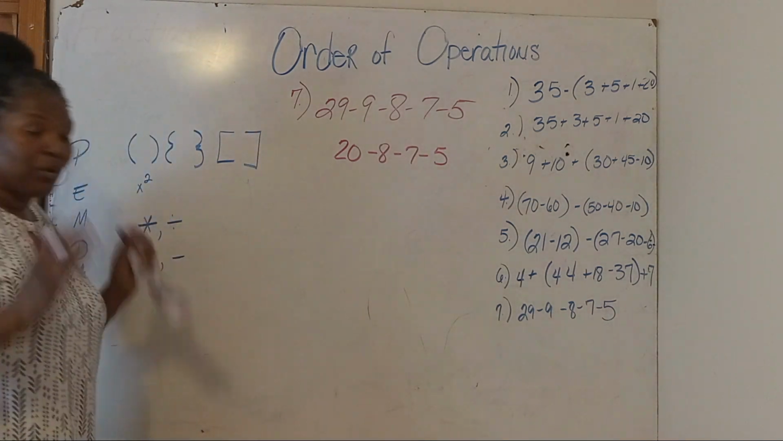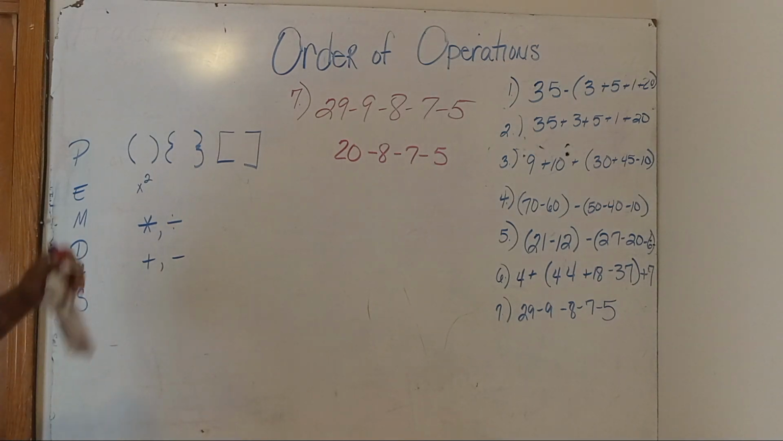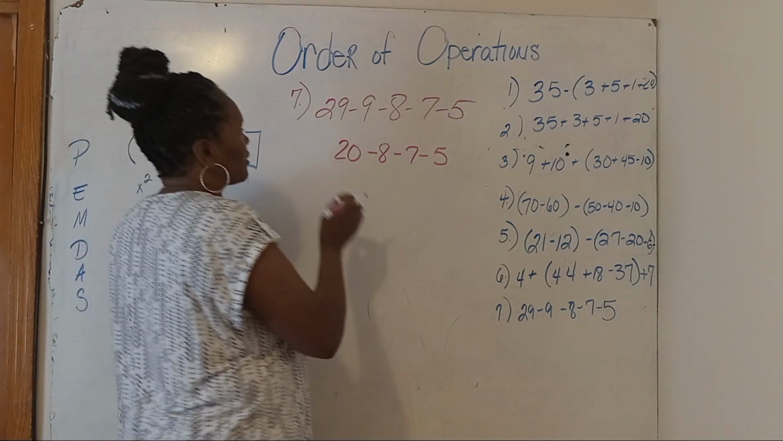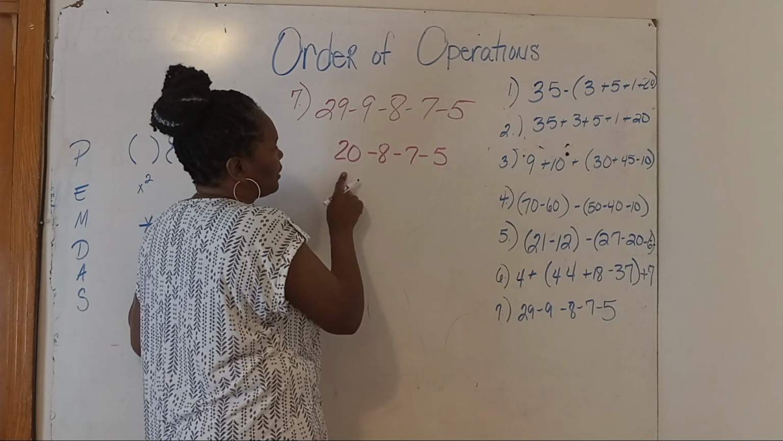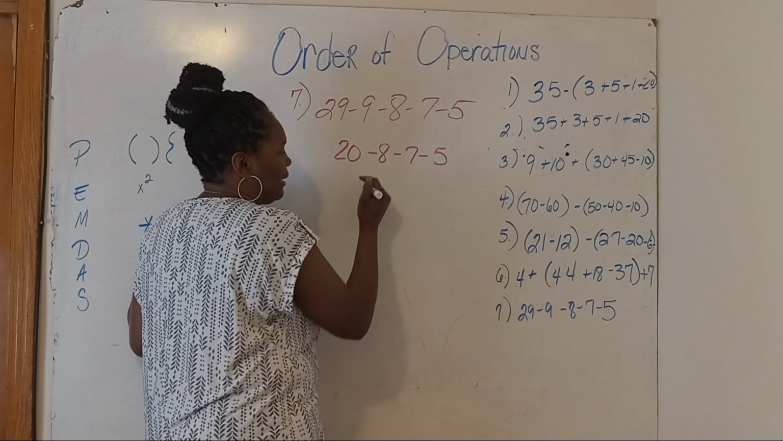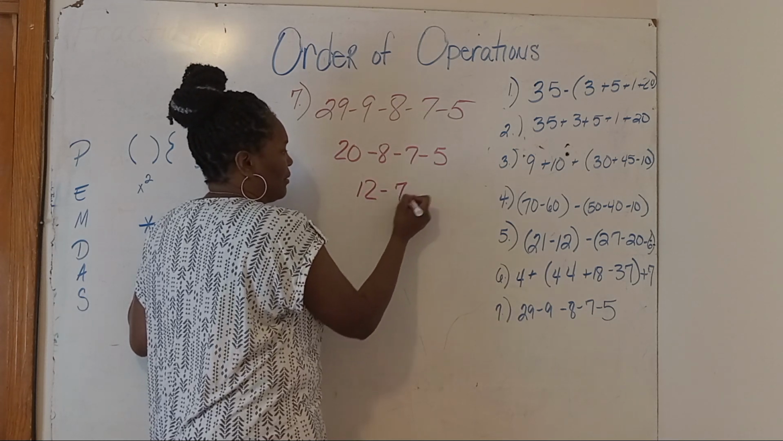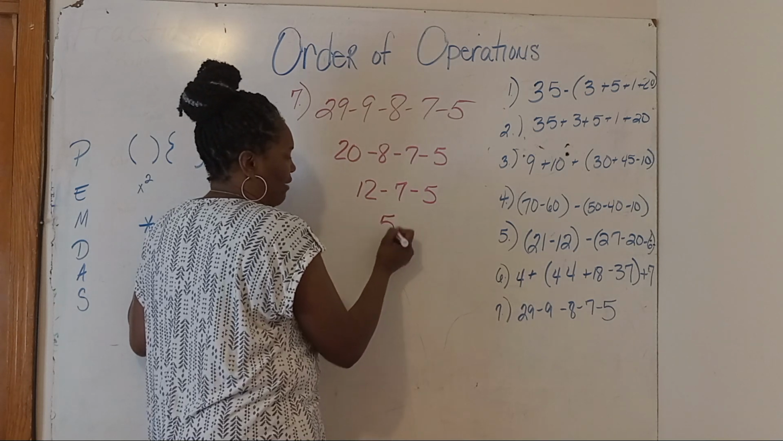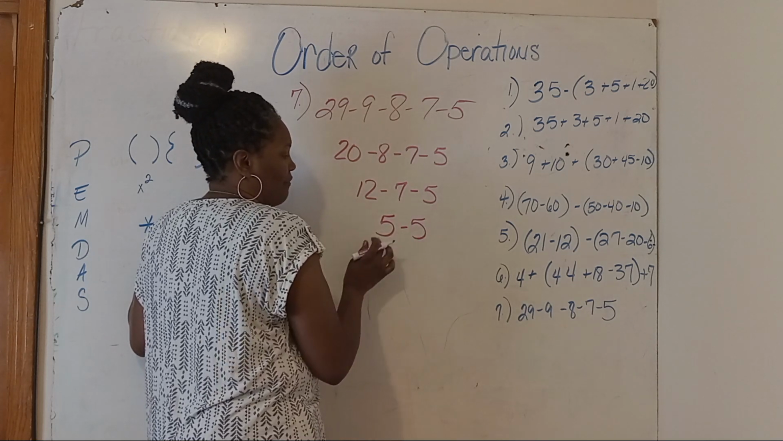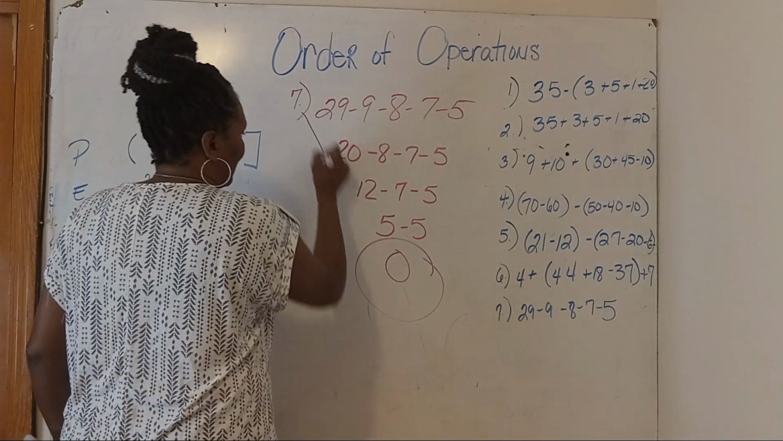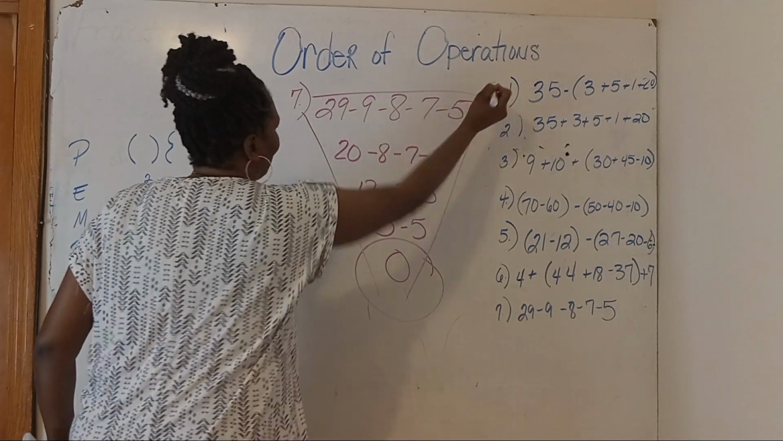Remember, I don't care what kind of order of operations problem you get, just take it one part of the problem at a time. Do not get in a rush, okay? So, 29 minus 9 gives me 20, and I brought everything down. 20 minus 8 is 12. And I just brought everything down. 12 minus 7 is 5. And I'm just going to bring everything down. 5 minus 5 is 0. Our answer is 0. And look, we got our Dorito chip.